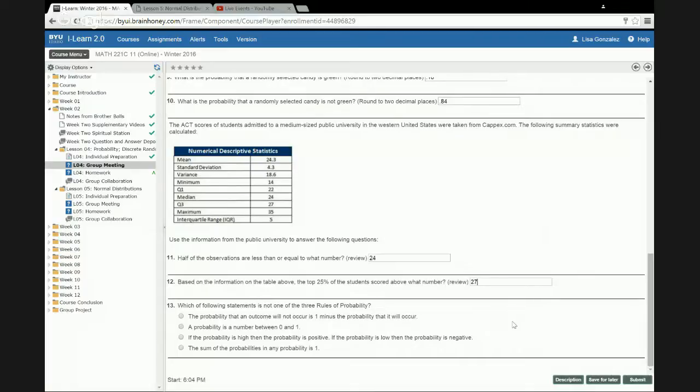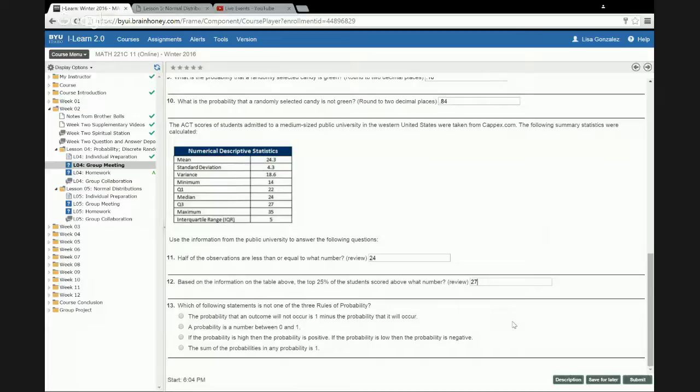Number 13, which of the following statements is not one of the 3 rules of probability? The probability that an outcome will not occur is 1 minus the probability that it will occur. That's true. A probability is a number between 0 and 1. If the probability is high, then the probability is positive. If the probability is low, then the probability is negative. And the sum of the probabilities in any probability model is 1. I say the third one is out. What do you say? I was just looking at it. I agree, the third one.